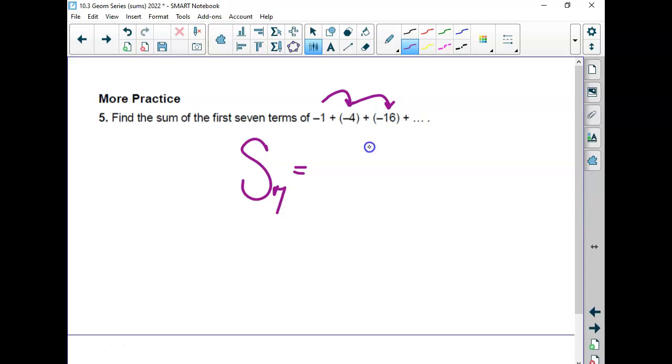They're not adding, they're multiplying by positive 4. Is everybody good? Negative 1 times 4, negative 4 times 4, negative 16. Okay. Can I just ask you a question? Is that going to approach a certain value?